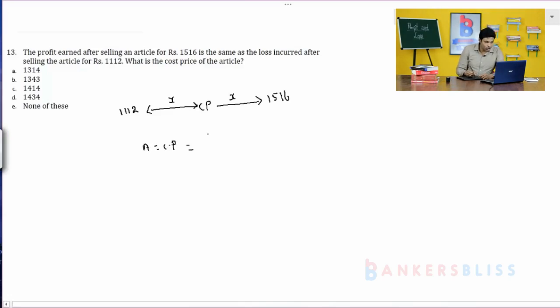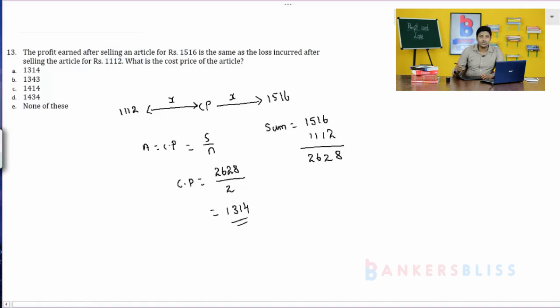So which is equal to sum by n. So what is the sum? Sum is equal to 1516 plus 3112. So how much you are going to get? 4628. Therefore cost price is equal to 4628 divided by 2. So which is equal to 2314. Very simple. See, 2314, option A is the right answer.